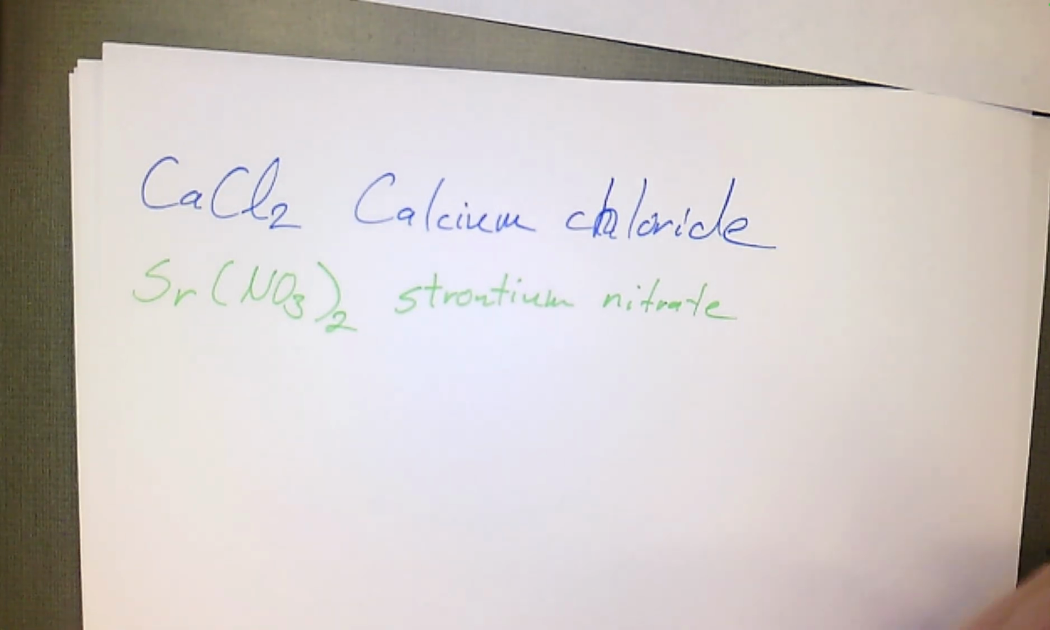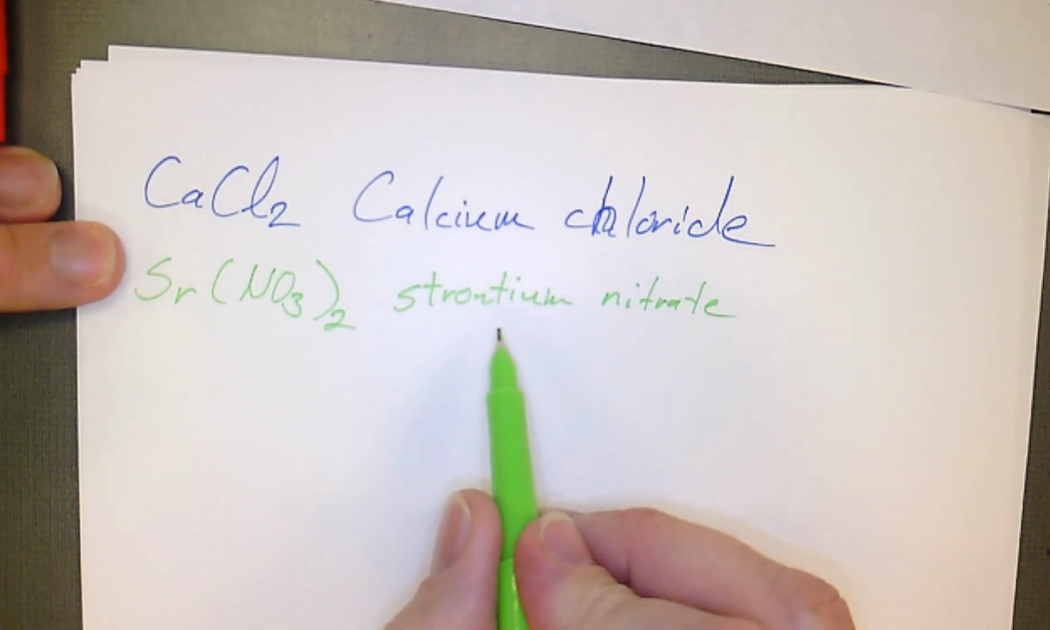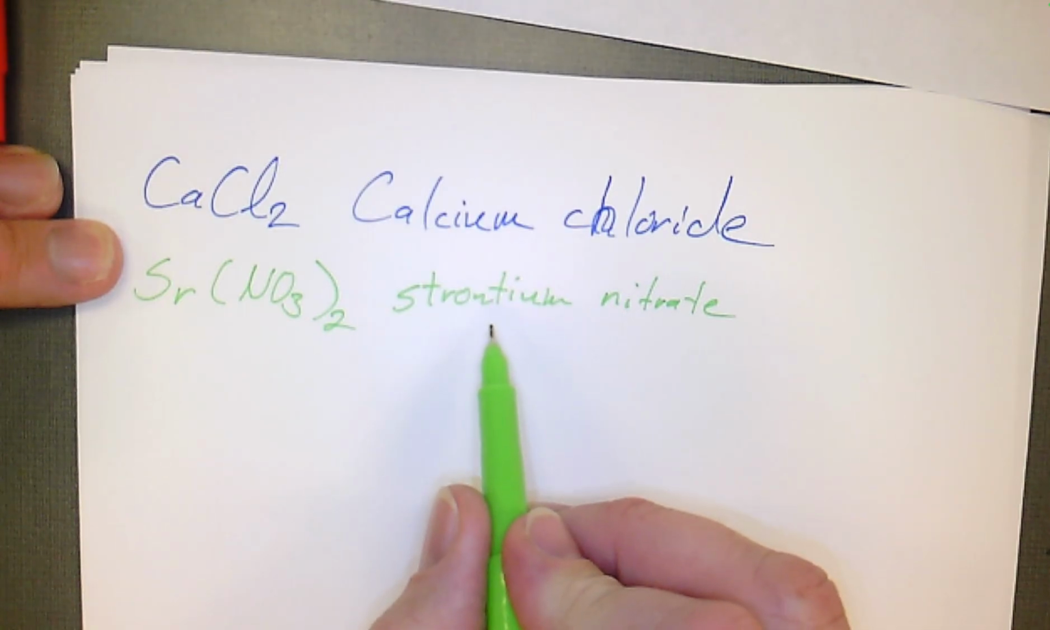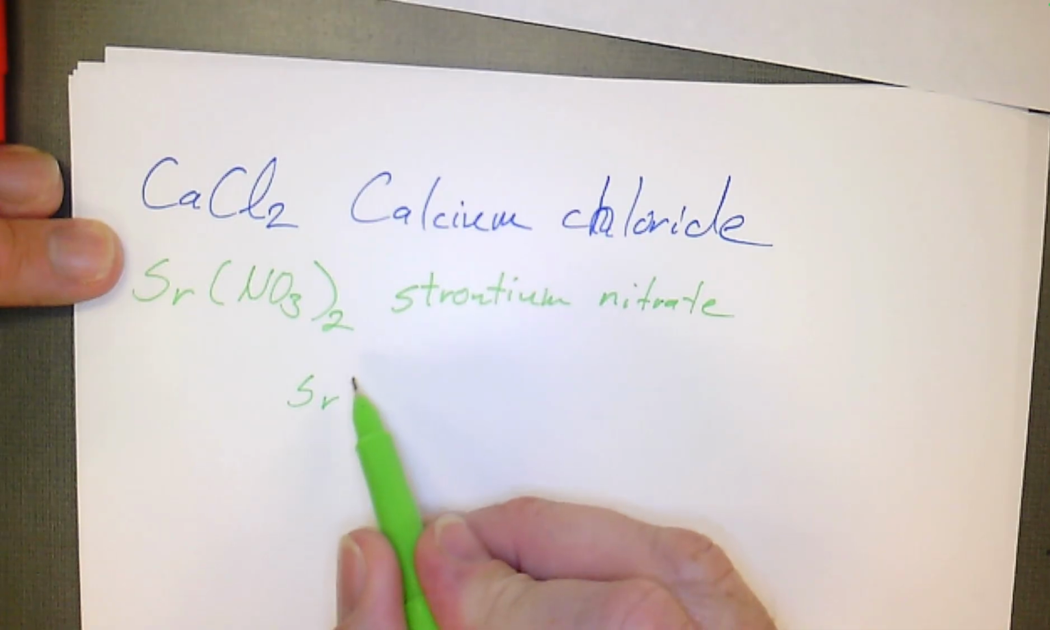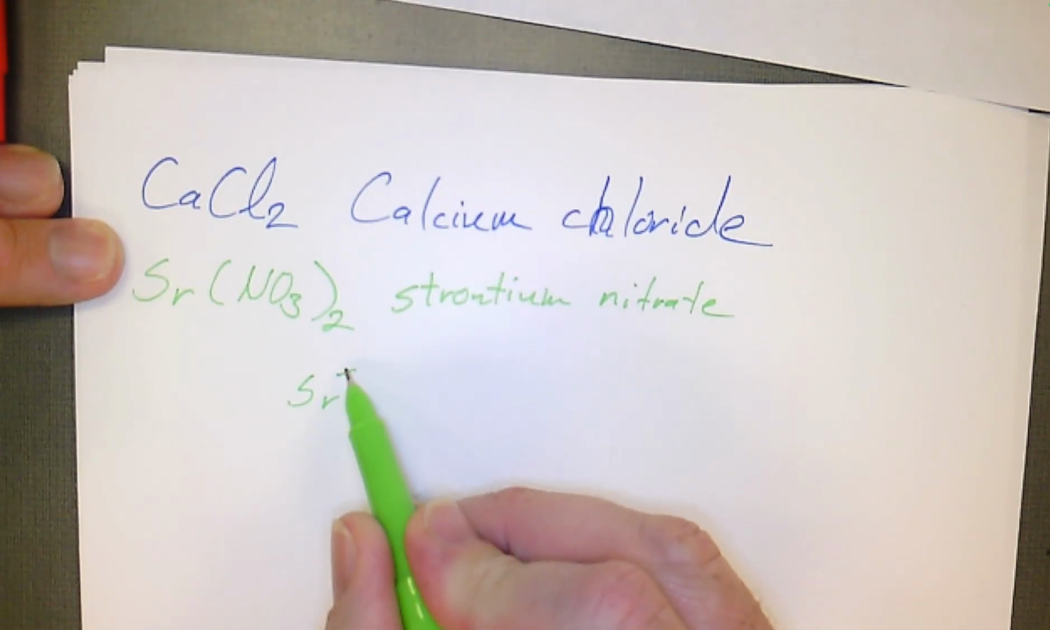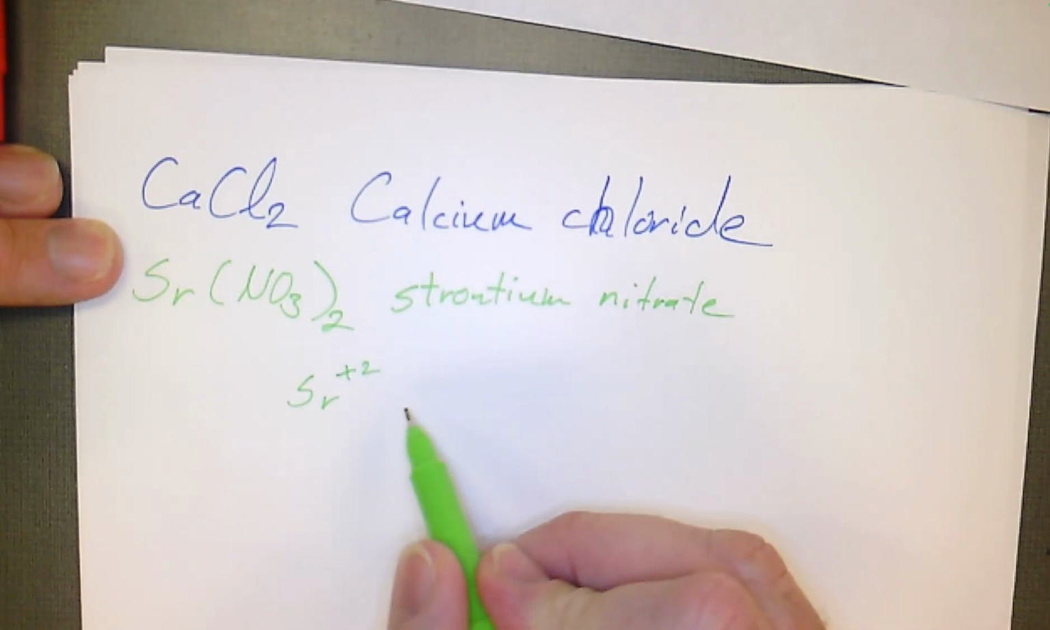All right, now, how do you know you're right? If you can write the same formula from the name. So let's try that. It's a little way of checking. You don't have to do this unless you're not sure. But let's say, I'm not really sure that's right. All right, so let's work backwards. Strontium is Sr, right? What's the charge of strontium? Plus 2.